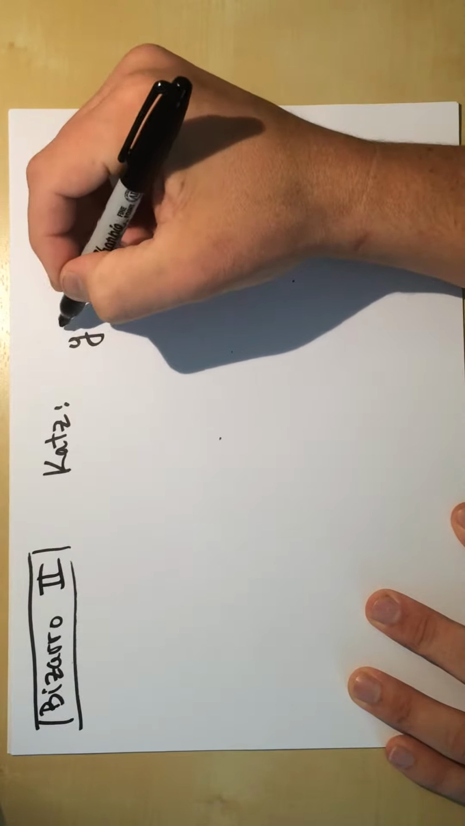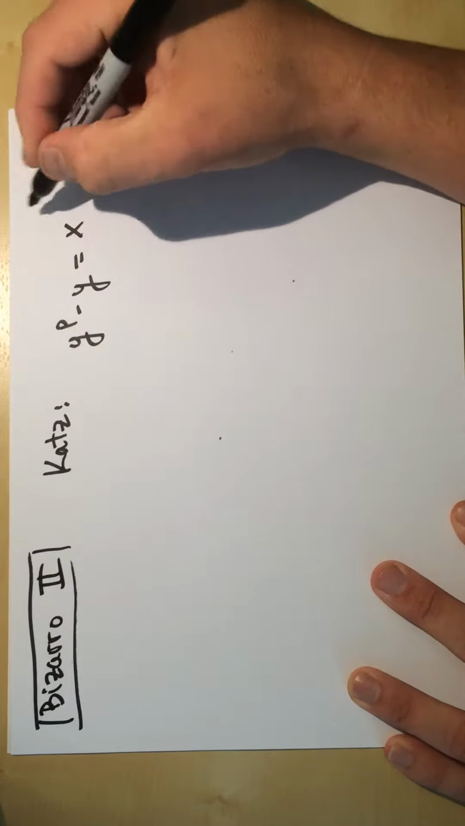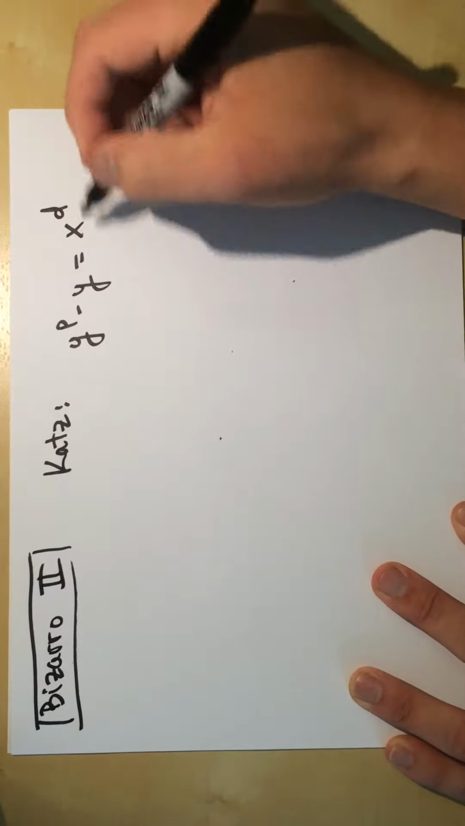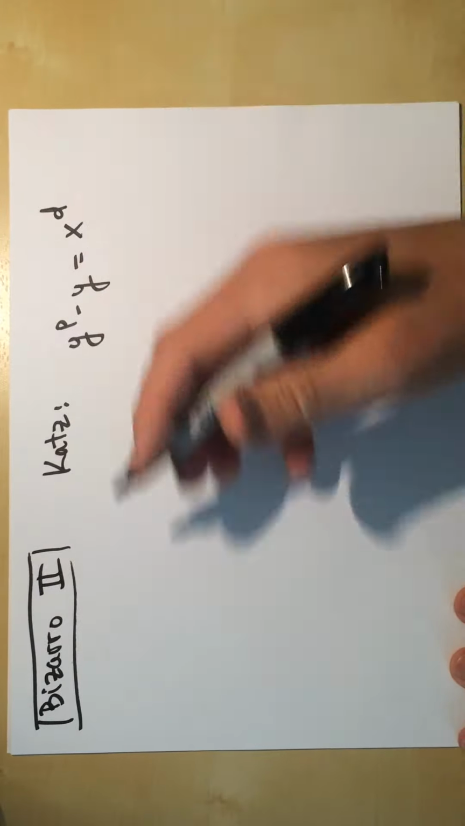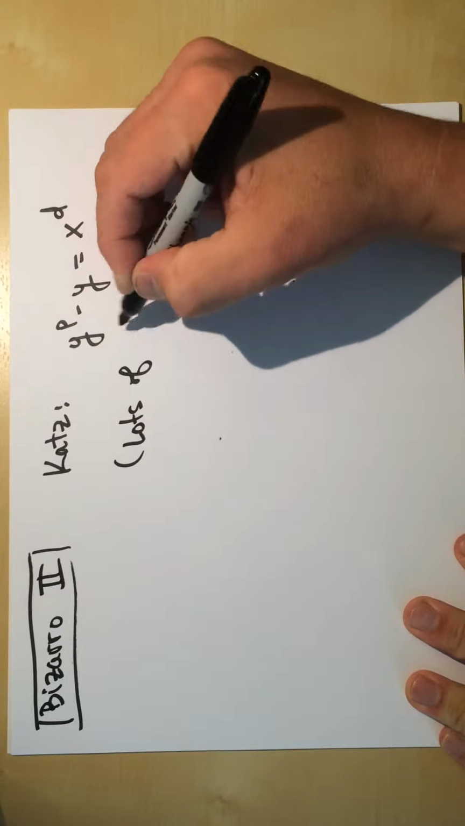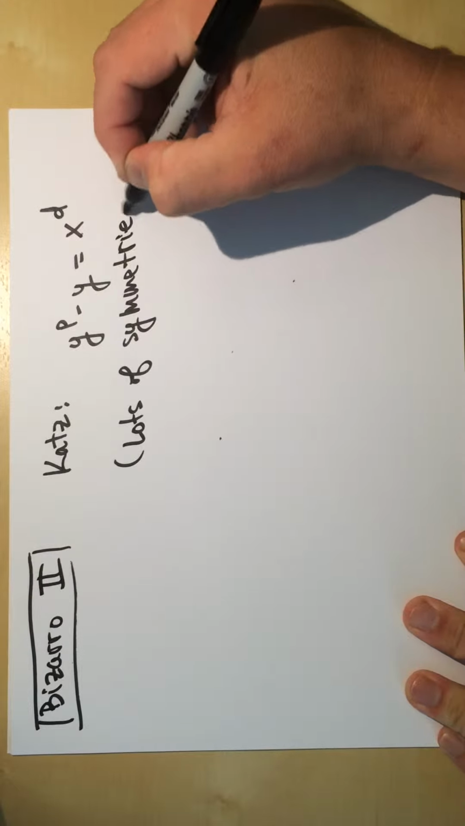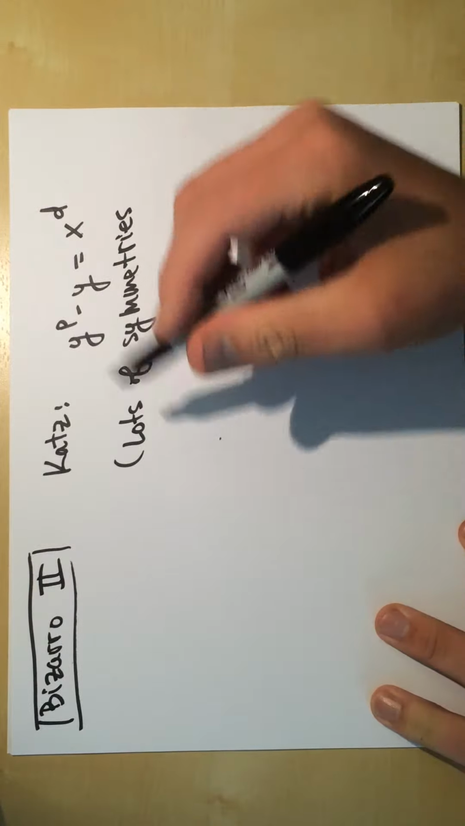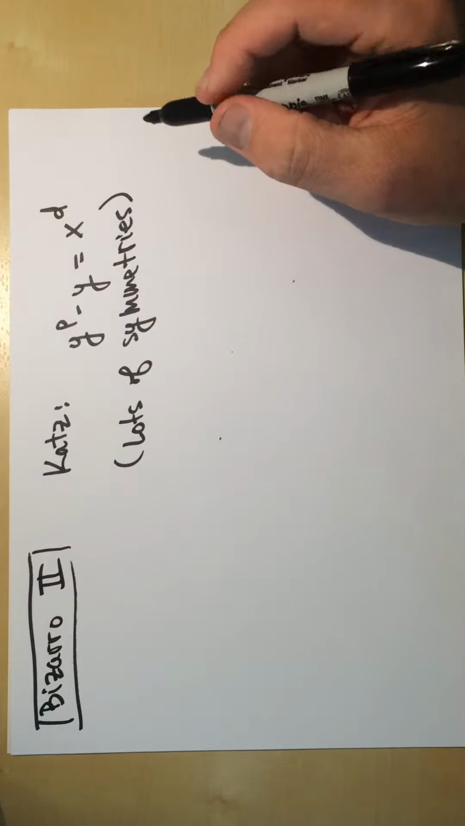for y to the p minus y is equal to x to the d. So d is going to be a certain polynomial of a certain degree d. This has lots of symmetries. And we're going to use the symmetries to decompose the cohomology.